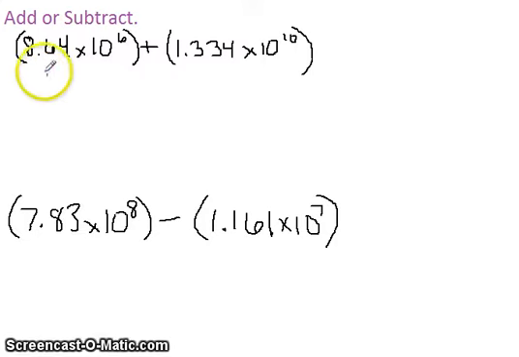into standard form. So this first one, I'm going to take my exponent of 6. It's a positive number, which means it's representing a large number. So I'm going to move the decimal 6 spaces to the right. Fill it in with zeros.